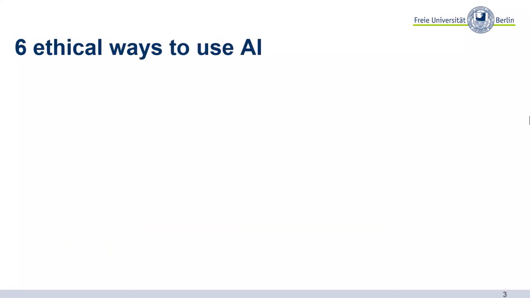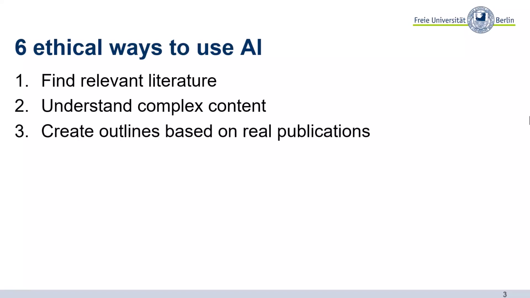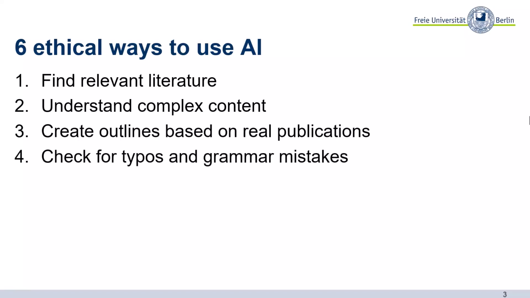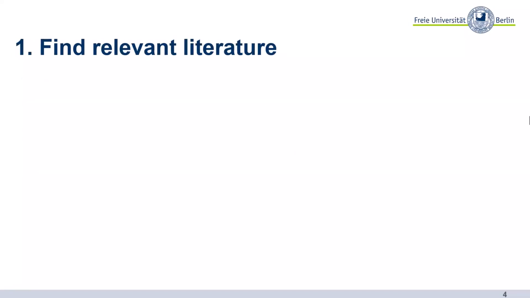Okay, now back to our main topic. As you'll see in this presentation, you can use AI to find relevant literature, help you understand complex content, create outlines based on real publications, check for typos and grammar mistakes in your texts, mass edit content, any kind of content, and generate weirdly specific images to decorate your PowerPoint presentations. So I'll explain all of these, show examples, recommend free tools you can use, and give you a couple of prompting tips.